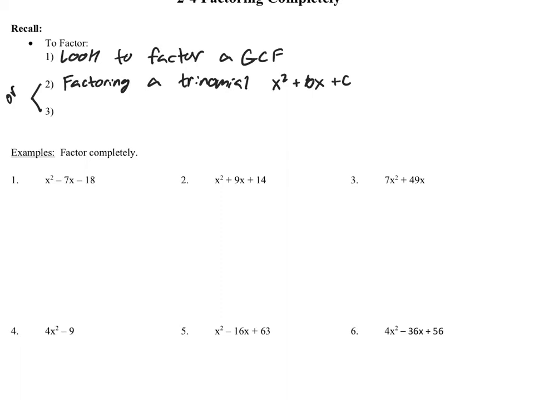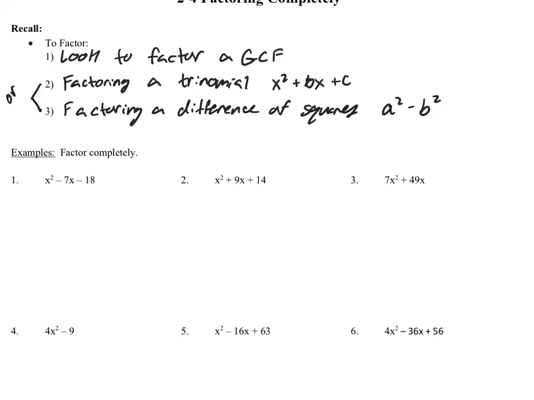If it's not, we're going to ask ourselves the next question, which is factoring a difference of squares. So this is our a squared minus b squared situation. It's going to be one or the other, right? You can't be a trinomial and a difference of squares at the same time. So we're going to look for those, and we're just going to go through that list and factor. Again, no new strategies here. We're just applying all of them in different situations and determining what we need.